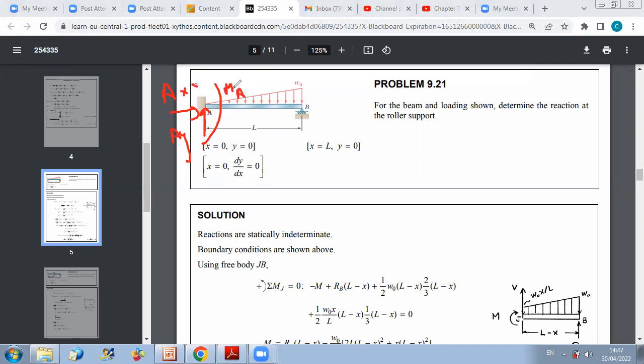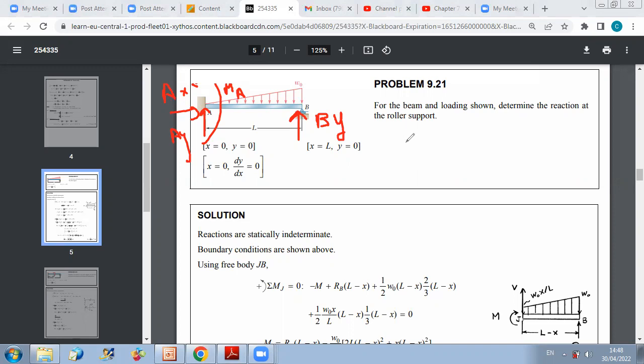You can assume a direction for MA, and from the analysis, you will know if your assumption is true or not. And you have BY. Now, to start with, you can start by writing the statics equation, or you can start by getting the expression of the moment. It's up to you. You can start from wherever you want.